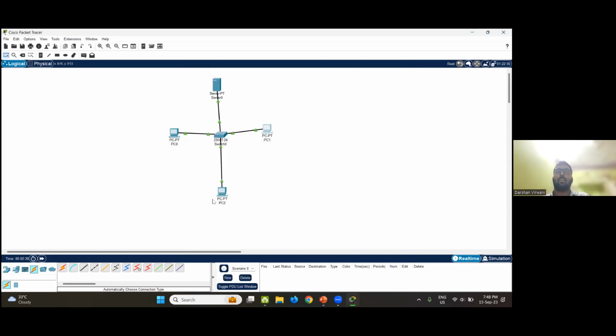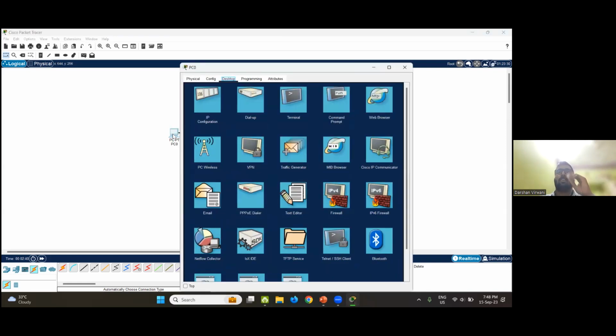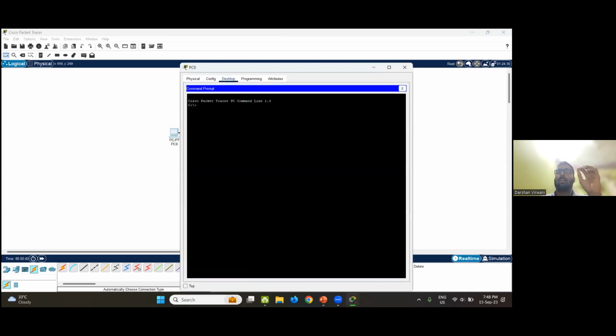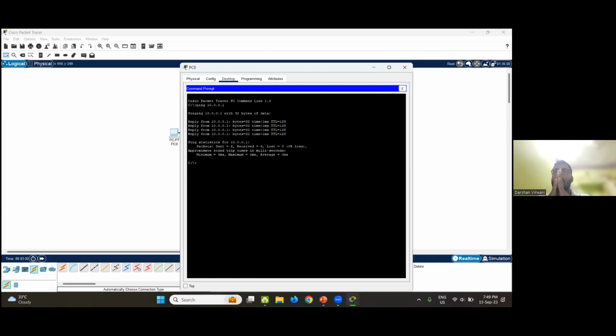So first, what we are doing, we will be using the Internet Control Message Protocol (ICMP), which is used to check whether another system is up or not. So I will be checking my server here, using the command ping 10.0.0.1, as we assigned that IP address to our server. So here you can see we are getting a reply from our server.